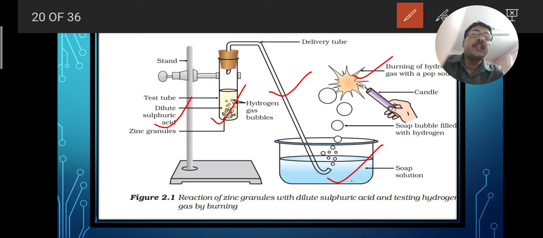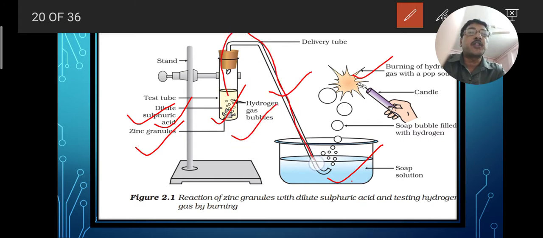As soon as we add some amount of the acid, as mentioned here, dilute sulfuric acid, and take the zinc granules, then the zinc granules will react with the sulfuric acid. As a result of that, you will find bubbles of hydrogen gas, as mentioned here, coming out from the delivery tube and going into the soap solution.